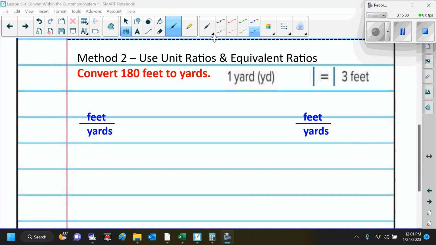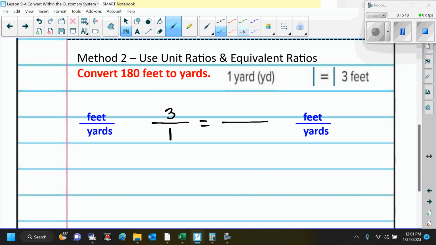So here, we're converting from feet to yards. Can I go from feet to yards? Yes. So we have our conversion chart. Very good. We're going from feet to yards. What's my first ratio? 3 to 1. Right. 3 feet is equal to 1 yard. You got to be careful how you write your ratios, right? Just make sure it matches up.